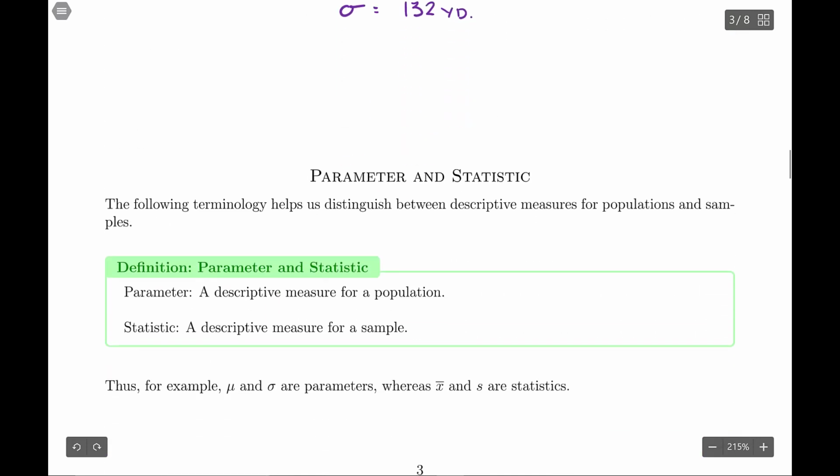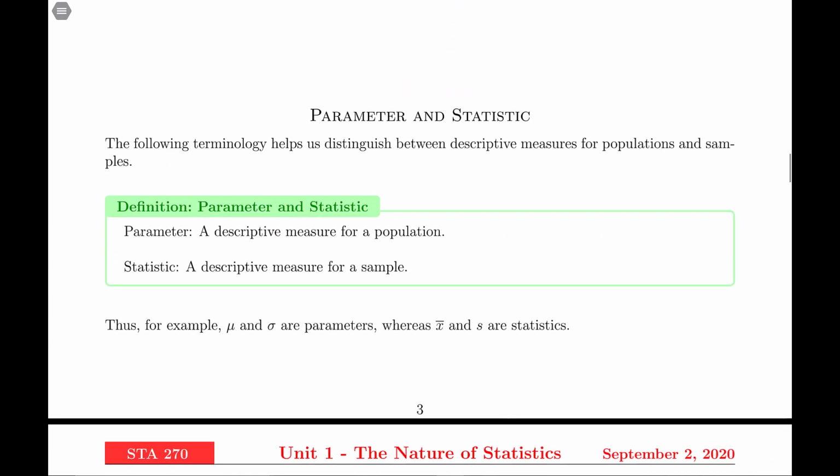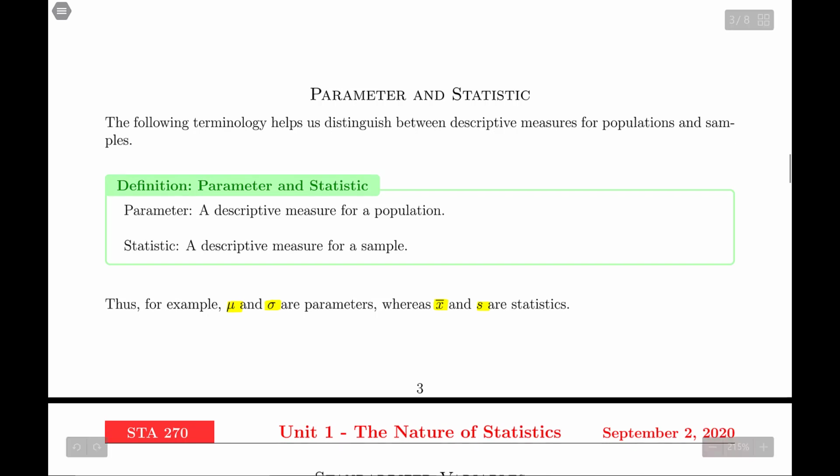All right. Now, there's two other terms that we want to introduce today that you'll hear from time to time, and we need to be sure that we understand the difference between what these two terms mean. When we hear the term parameter, it is a descriptive measure of a population. When we hear the term statistic, it is a descriptive measure of a sample. So mu and sigma, the population mean and population standard deviation respectively, are parameters. X bar and S, the sample mean and sample standard deviation, are statistics.